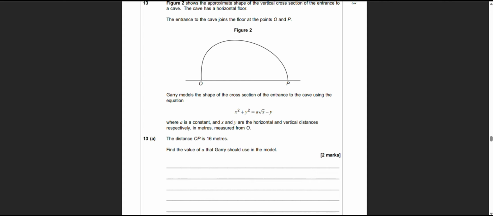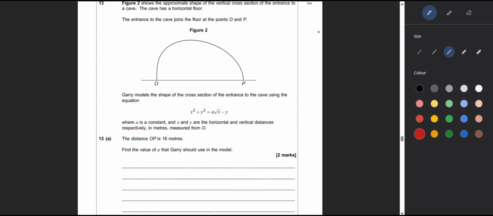So that curve there is modelled by that equation, where A is constant, x and y are the vertical and horizontal distances in meters from point O. OP is 16 meters. Find the value of A. So this is just thinking about what we already know and what values we can put into our equation. Let's think about x and y as the horizontal and vertical distances measured from O.